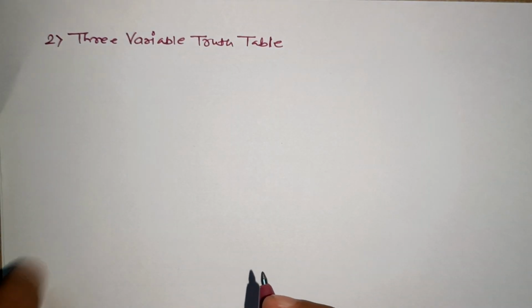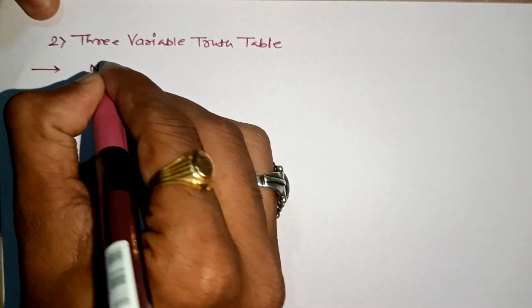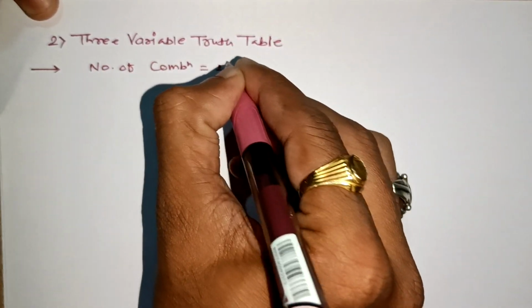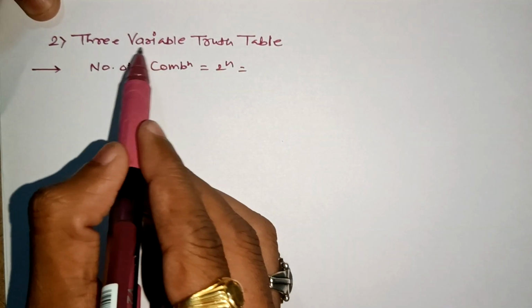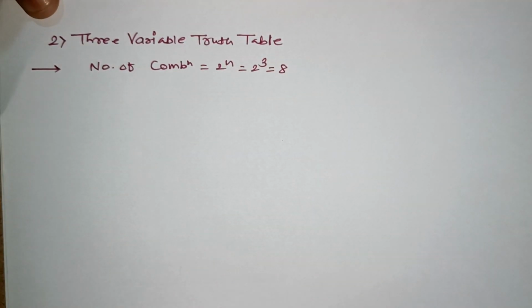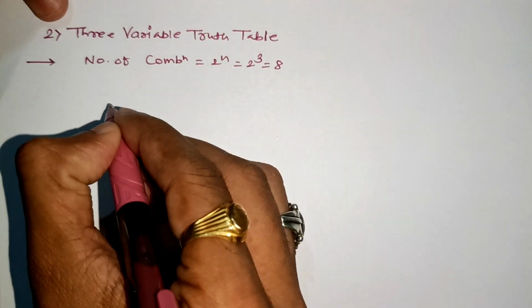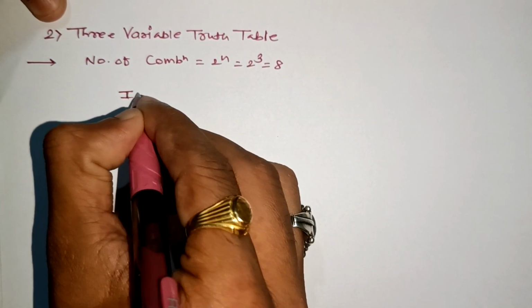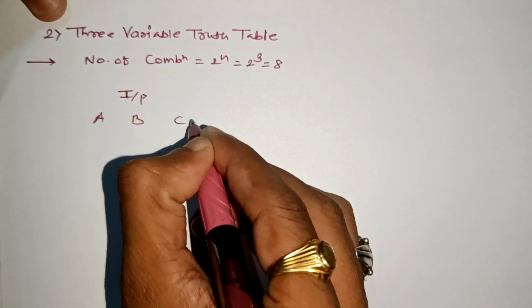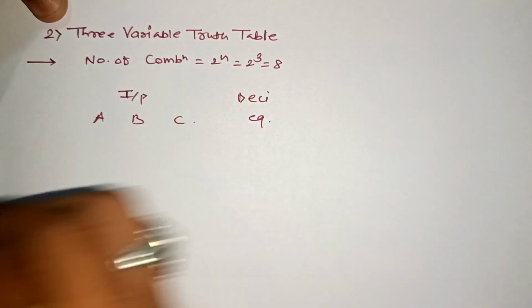Now in case of three variable truth tables, again we should start with the formula: number of combinations will be 2 raised to n. Now we are getting three variables, it will be 2 raised to 3 as 8. So we'll be getting a total of 8 combinations. So let's draw the table. Again we'll be writing the inputs as a, b, c, and here we'll write its decimal equivalent.